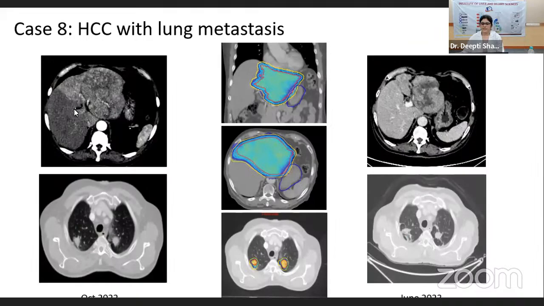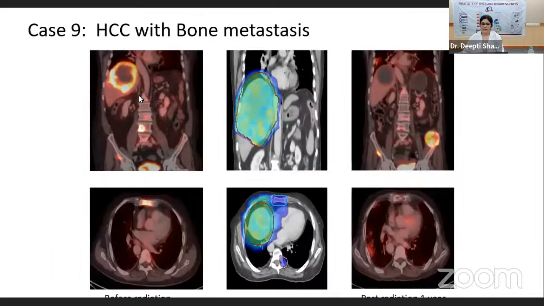Another large HCC of the left lobe of the liver along with segment 8 with lung nodules at the presentation. So we have treated the liver disease along with the lung disease simultaneously in one go. And the scan done at 6 months is suggestive of complete response at both the primary and the metastatic site.